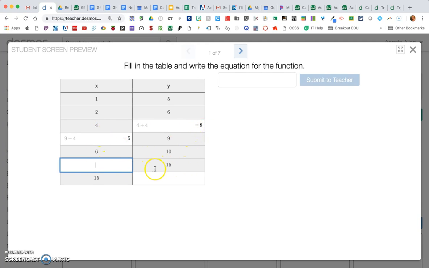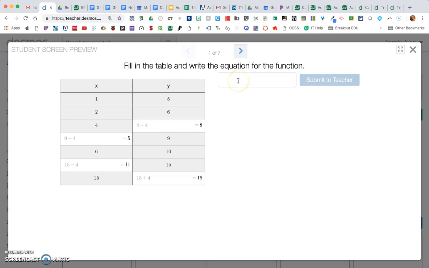Now, our trick here is that we see that our change that's happening on the 15 is we're going 15, take away 4, which gives us 11. On this side, we're going to be adding 4 because we're going from left to right. So 15 plus 4 gives us our missing value.